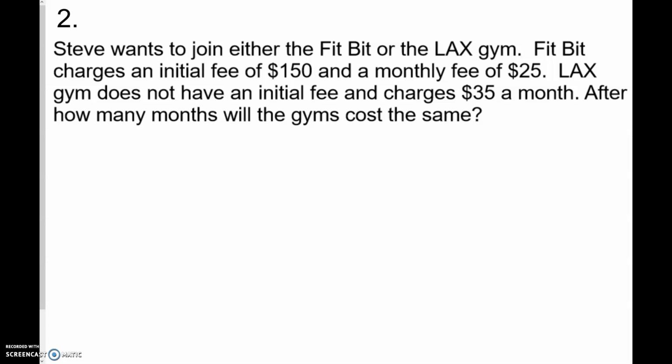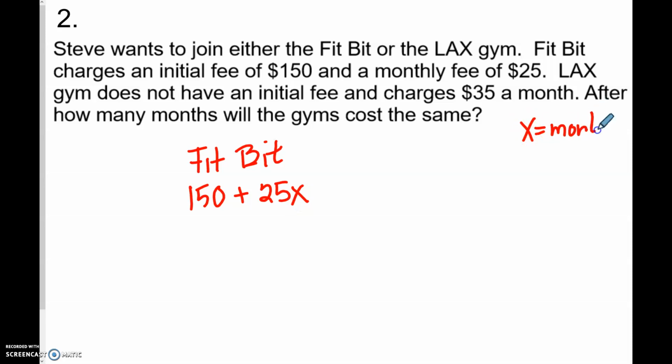All right, so let's see. We've got Fitbit, and Fitbit costs $150 just to join, and then a monthly fee of $25 per month. So X is going to stand for months. All right, so Lax Gym does not have an initial fee, and they just charge $35 a month. After how many months will they cost the same?